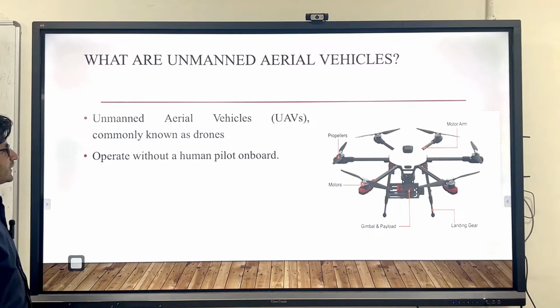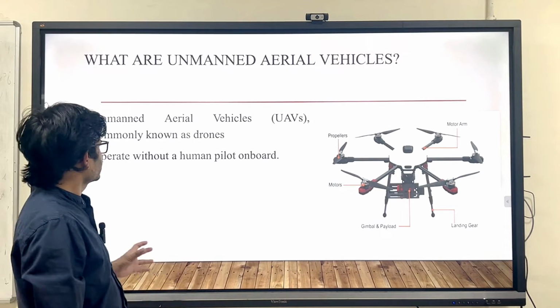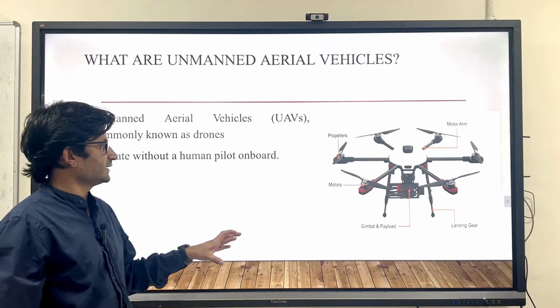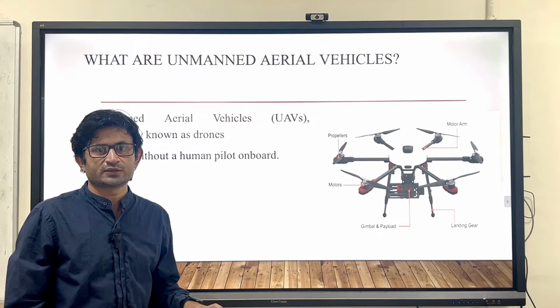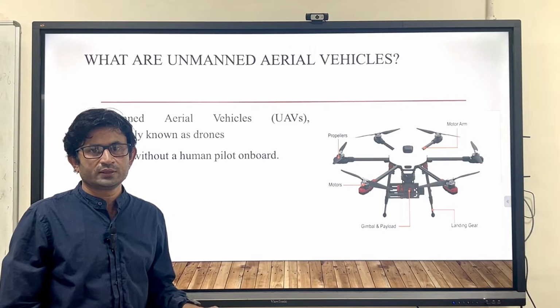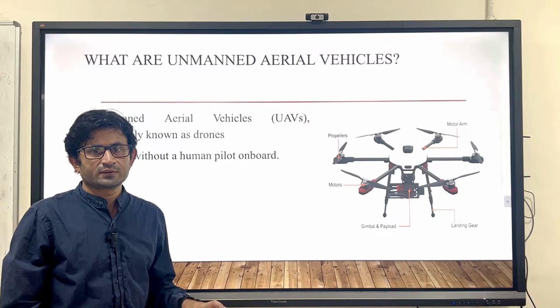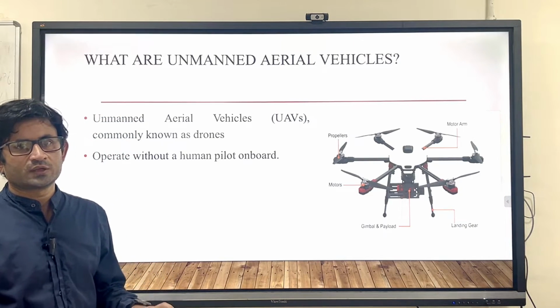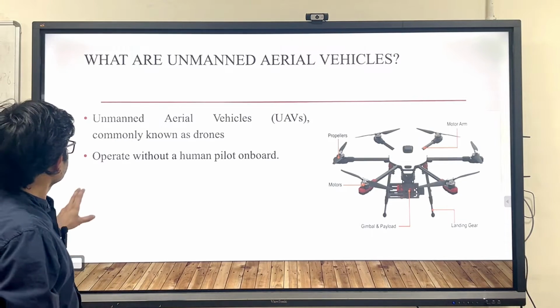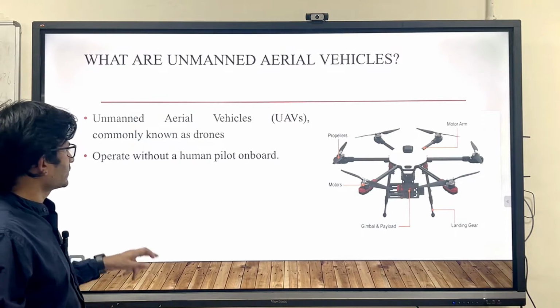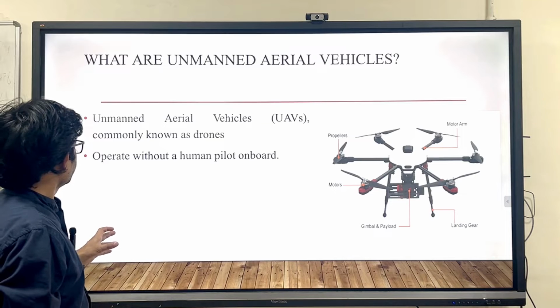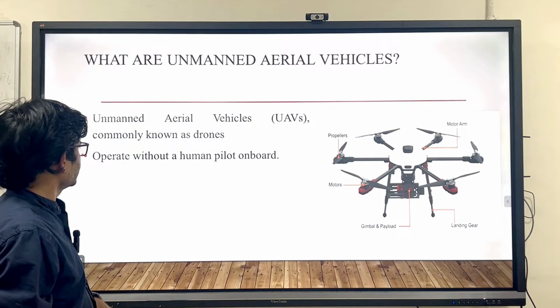So what is an unmanned air vehicle? See, the name itself implies that there will be no man sitting inside the cockpit, right? So it will be a remotely piloted, remotely controlled drone. So you can control it from the ground station. An unmanned air vehicle is commonly known as a drone. There is a little difference between an unmanned air vehicle and a drone.